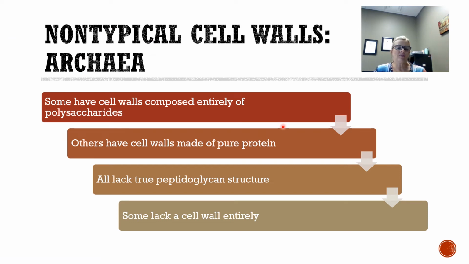Archaeans are, of course, different, and so they have some non-typical or atypical cell walls. They're made completely of polysaccharides. There are some that are made completely of protein. None of them have actual peptidoglycan. They may have some peptidoglycan-like substances, but they're not made of peptidoglycan. And then some don't even have a cell wall.